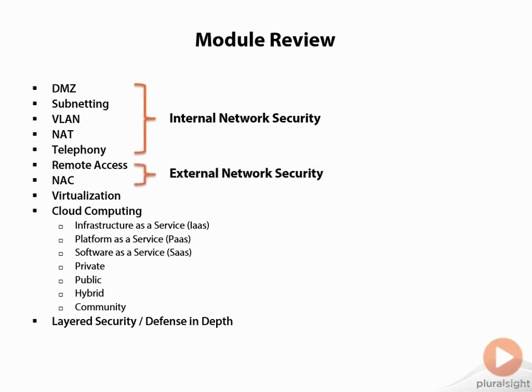Then we talked about external network security when people are coming in from remote sites, whether they're teleworkers or branch offices and so forth, and then also network admission or authentication control, where we can quarantine systems until they meet a basic set of requirements to enter and access the network. And then we talked about virtualization and cloud concepts, IaaS, PaaS, and software as a service, and the different types of clouds that you will encounter, whether it be public, private, hybrid, or community. And then lastly, we talked about layered security and defense in depth.